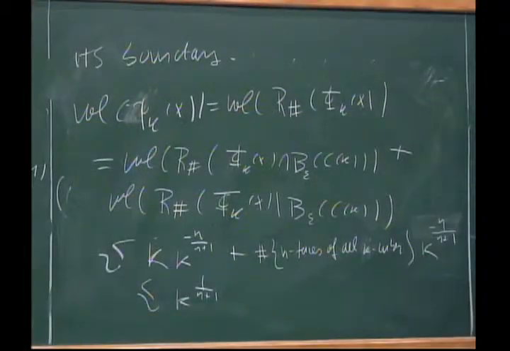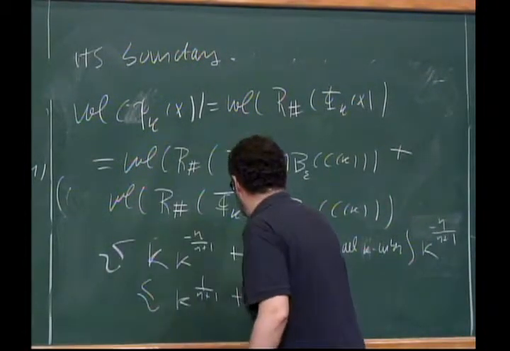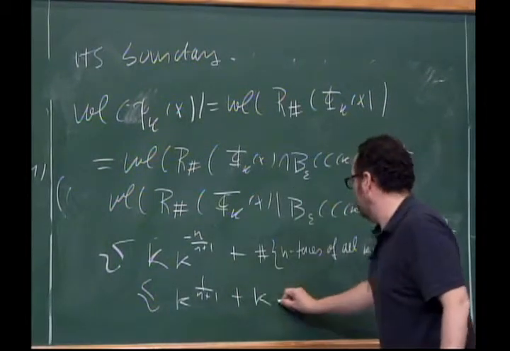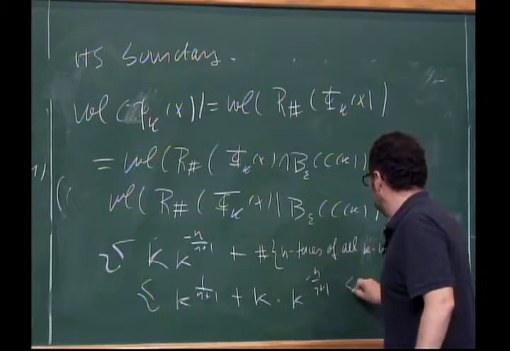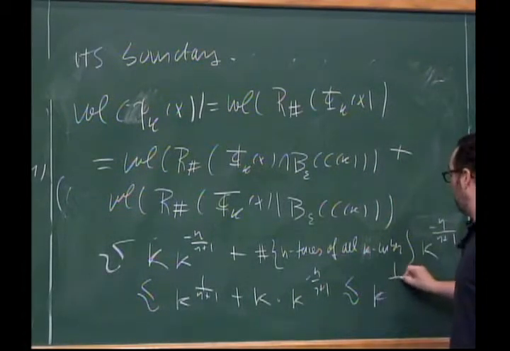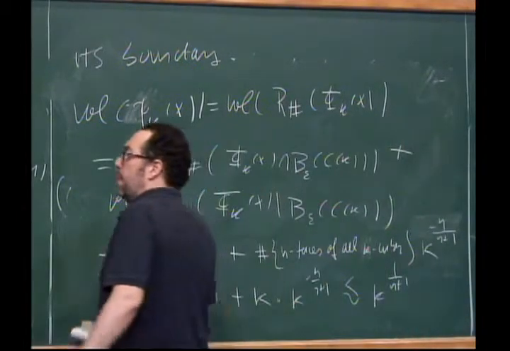The number of faces is some multiple depending on n, but not on k. So I can just forget about the multiple depending on n. So this is also of the order k times k to the minus n over n plus 1, and this has the order of k to the 1 over n plus 1. Okay? And so this was the argument for the upper bound.